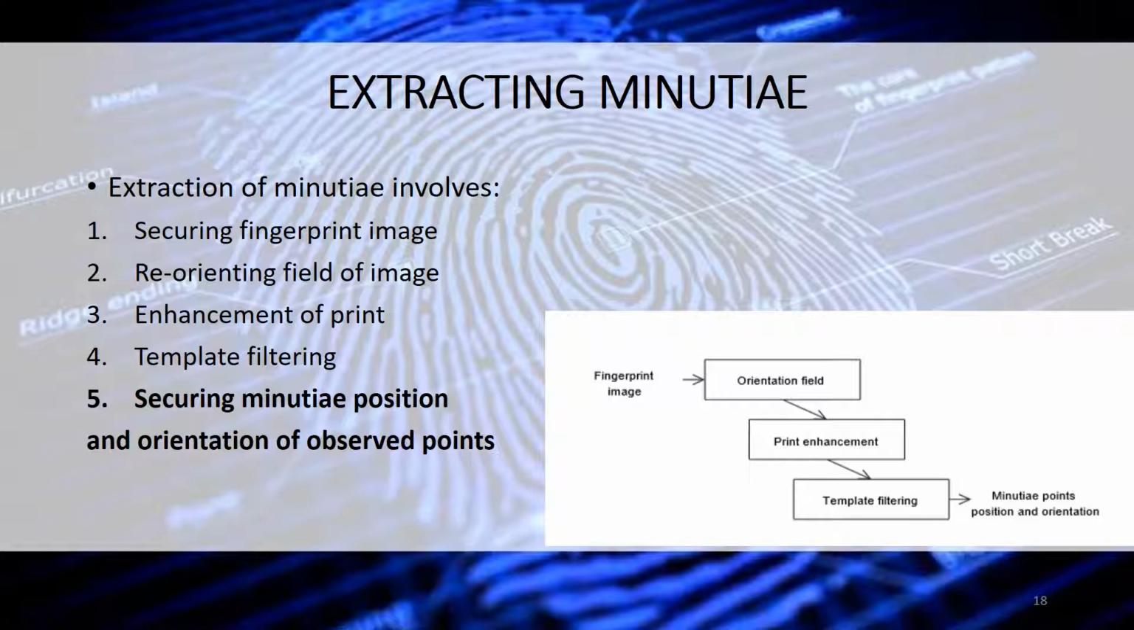Extracting minutiae requires a laid foundation, groundwork leading up to an image specimen from which the extraction of fingerprint details is simplified. The given steps 1 to 4 here are the process leading up to step 5, which is securing the minutiae position and orientation of the observed points. This is the final step of the extraction phase.